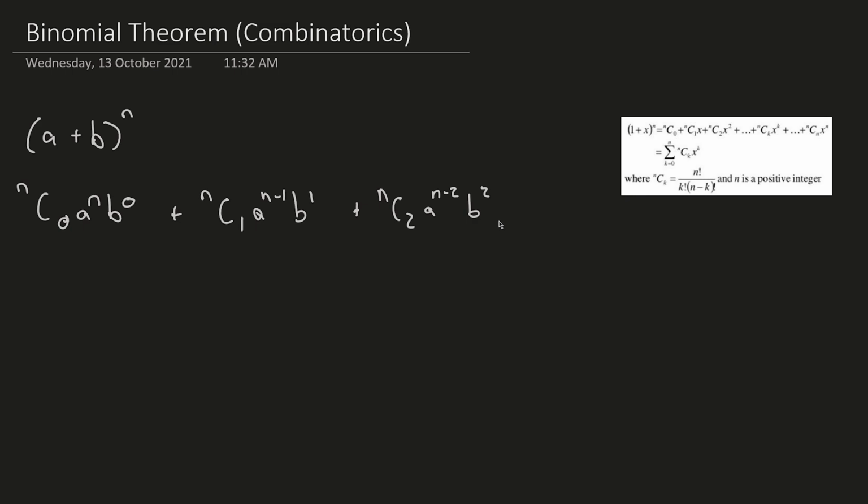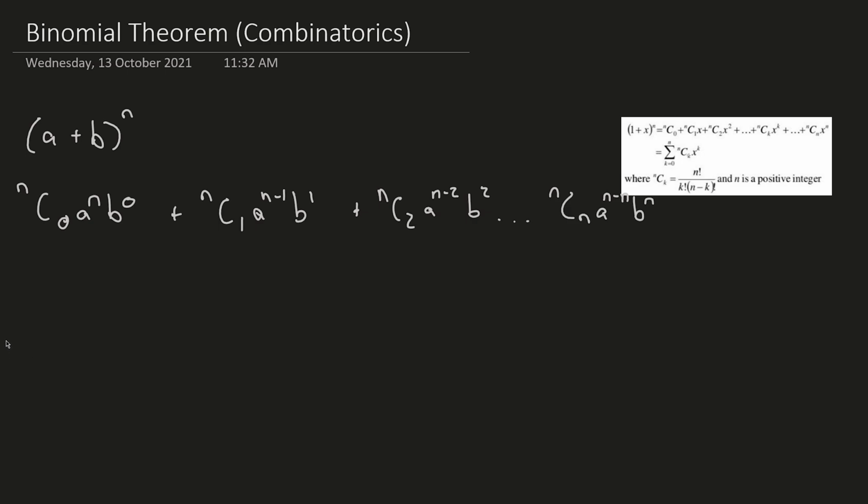Now this pattern is going to continue all the way until you get to nCn, and then it's going to be a^0, or otherwise a^(n-n), and then it's going to be b^n. So that is going to be the final term of this expression, and this one over here is going to be the first term of this expression. So that is the basic theory of this principle.